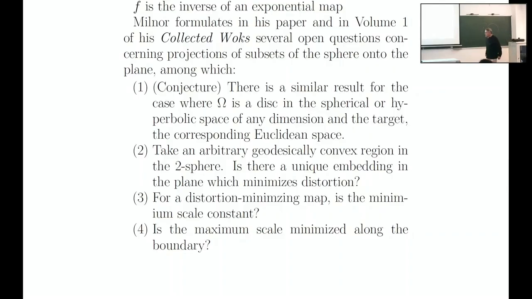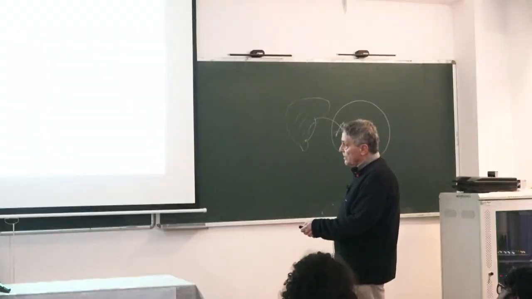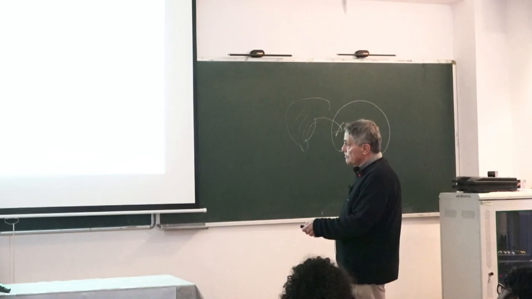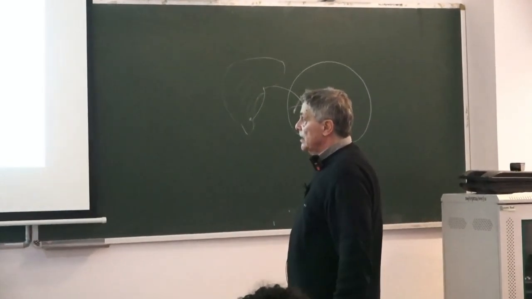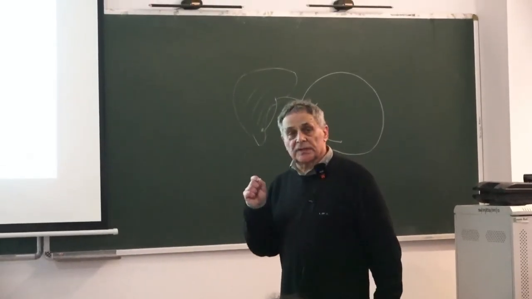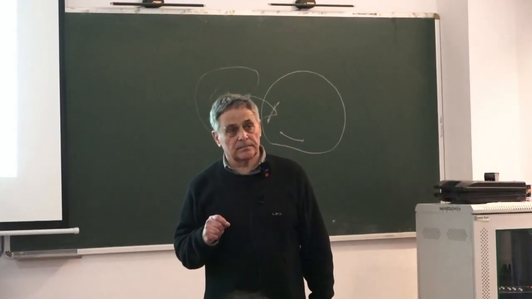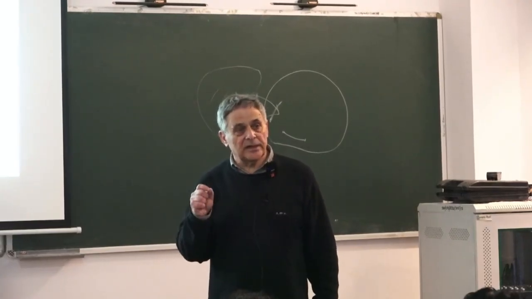The problem of geographical maps is for maps from the sphere to the Euclidean plane. You want to find least distortion maps. Okay, and now there is this question here, which is related also to what we are working on in Teichmüller theory. Suppose you have a distortion minimizing map, then is the distortion constant the same everywhere? Is it necessarily the same everywhere?